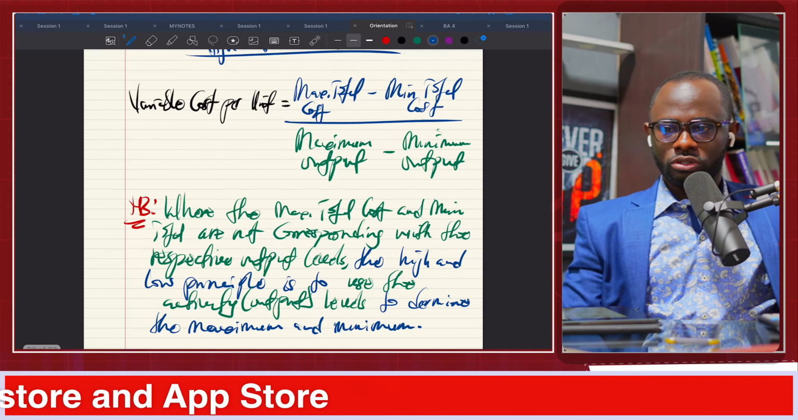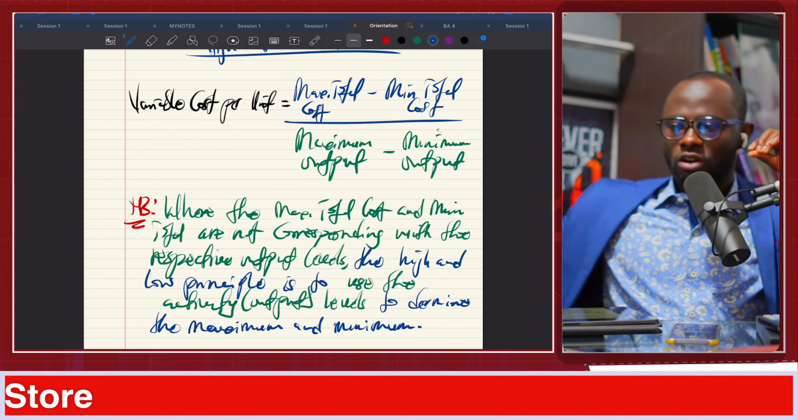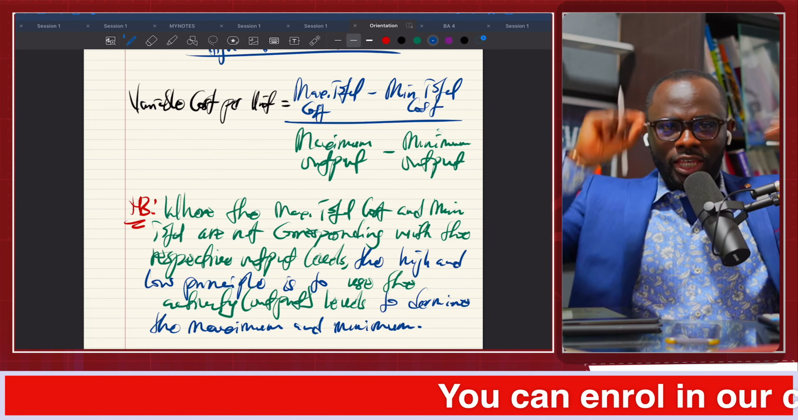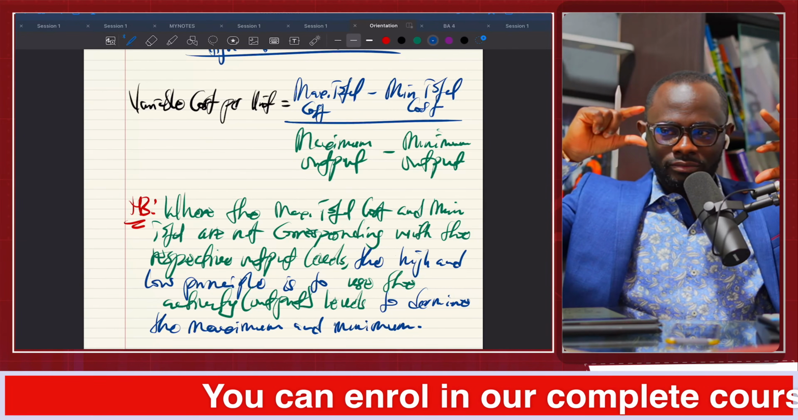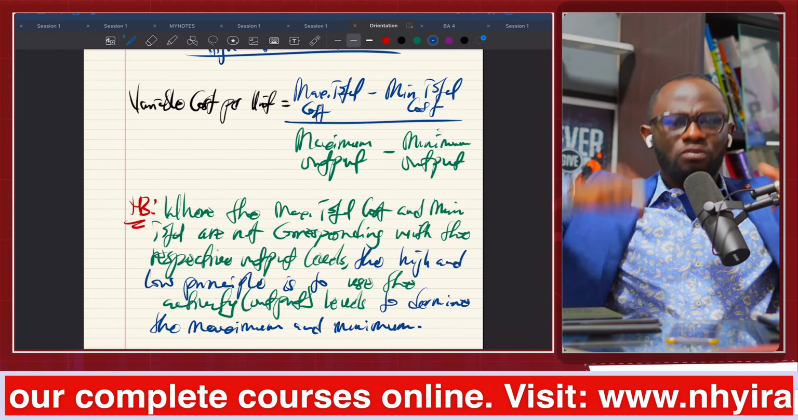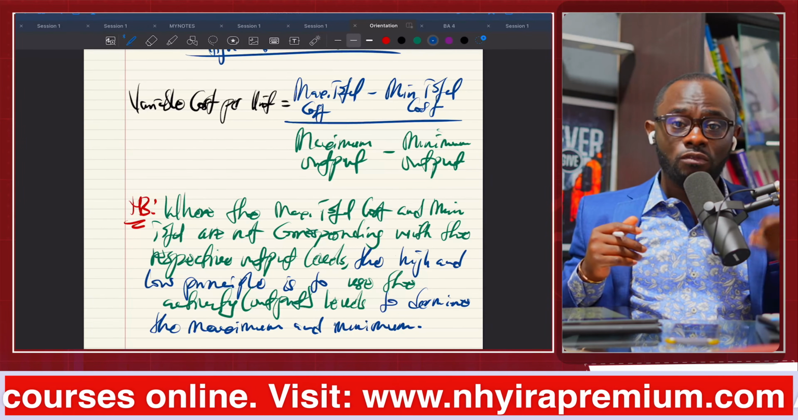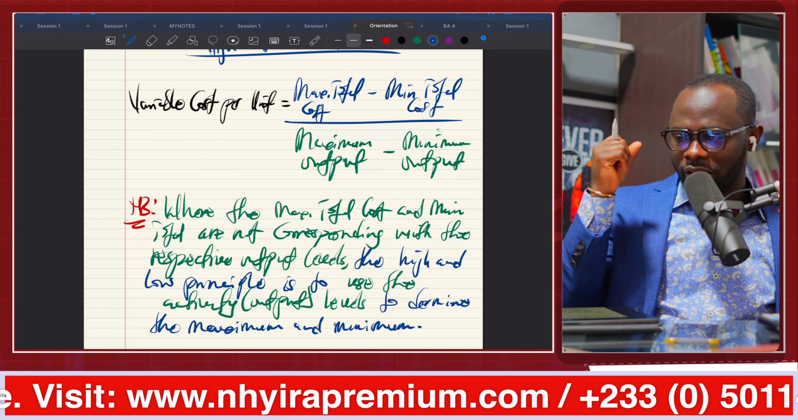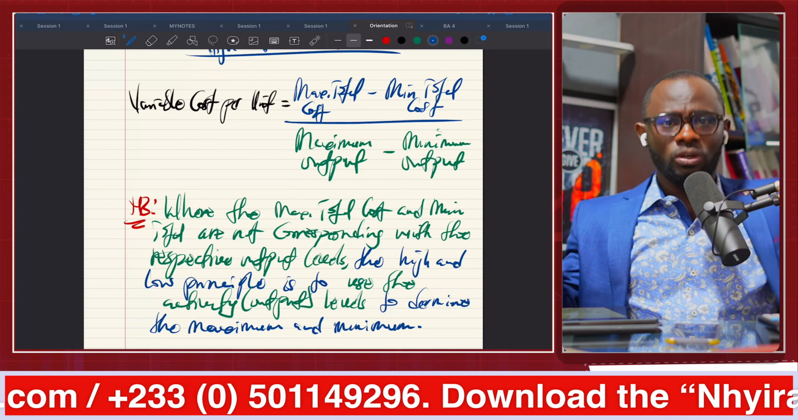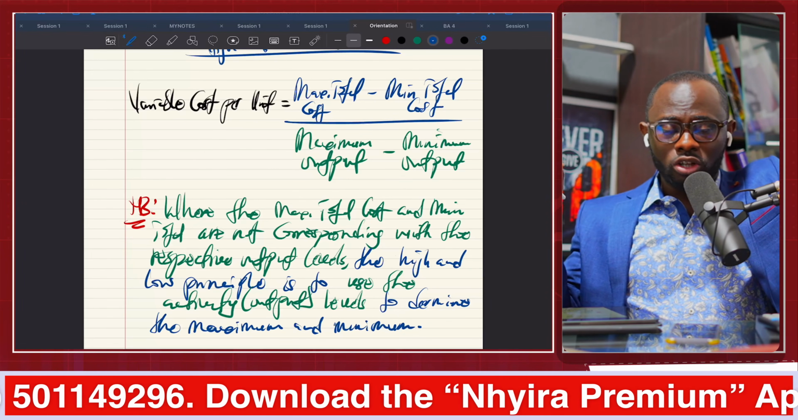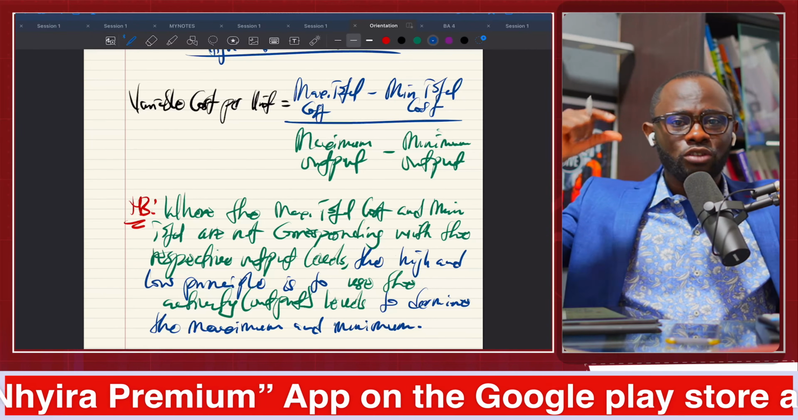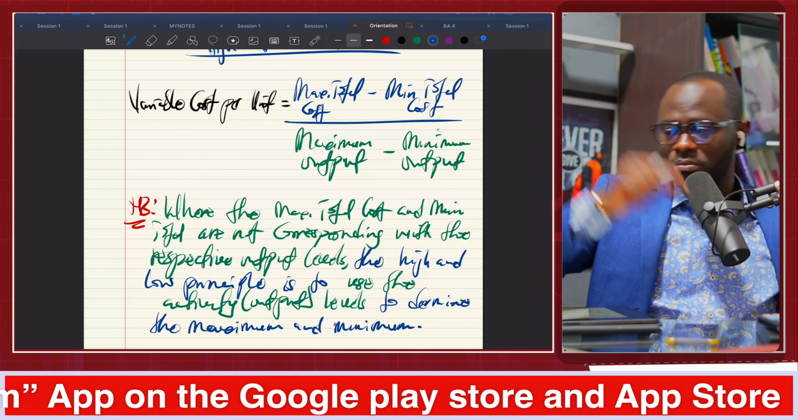So by default, variable cost per unit is maximum total cost minus minimum total cost, divided by maximum output minus minimum output. But if they are not matching, then we make our decision about maximum and minimum based on the activity level. So we will go to the activity level and pick the maximum activity level minus the minimum activity level. So it means you pick the maximum activity level with its corresponding cost, then you pick the minimum activity level with its corresponding cost. That is how you would then calculate the variable cost per unit.